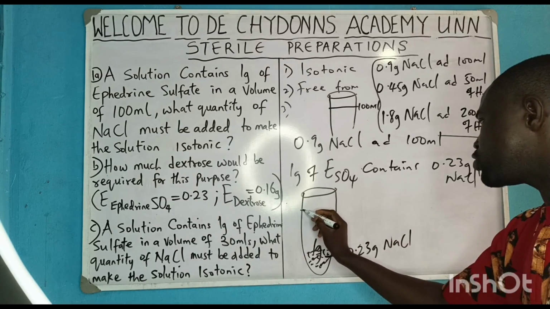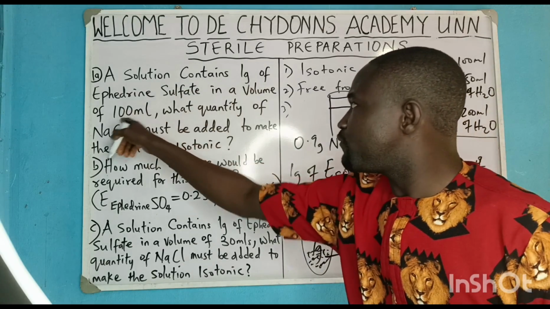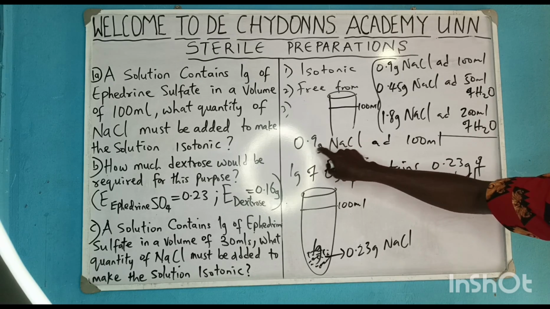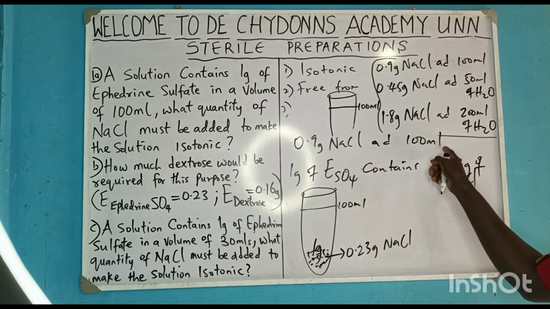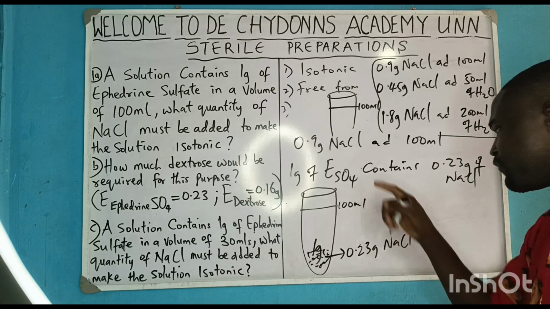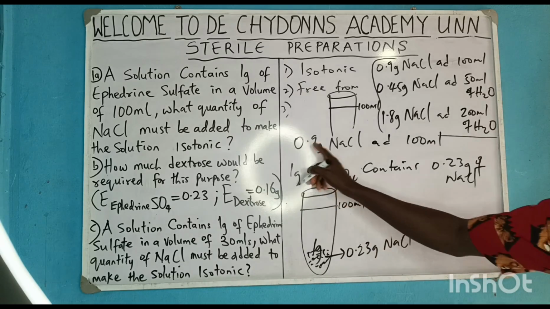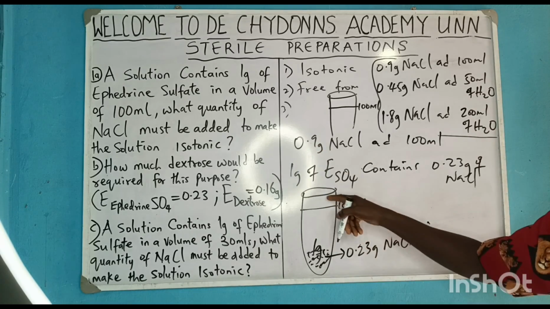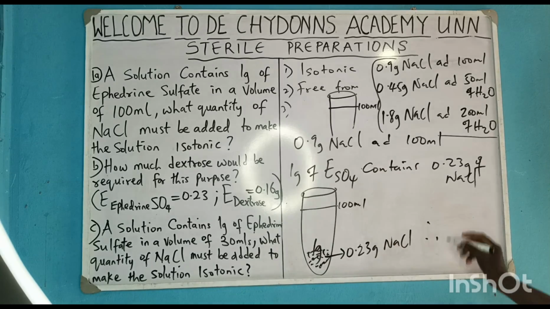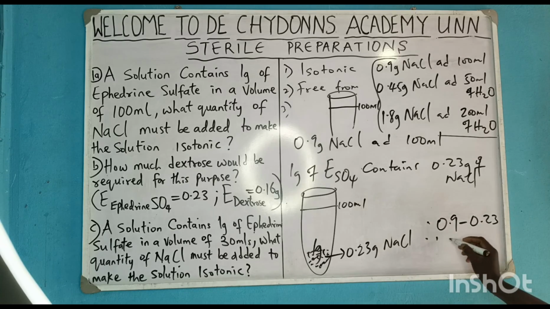And it is made to what? 100 ml. Yes, in a volume of 100 ml. It is made to 100 ml. Now watch, this 0.9 gram of sodium chloride is also in 100 ml to be isotonic. That means for a drug like ephedrine sulfate to be isotonic, I will now tell them that this 0.9 gram needed to be in 100 ml. But here we are having 0.23 gram. I have to say 0.9 minus 0.23. That will be giving me what?